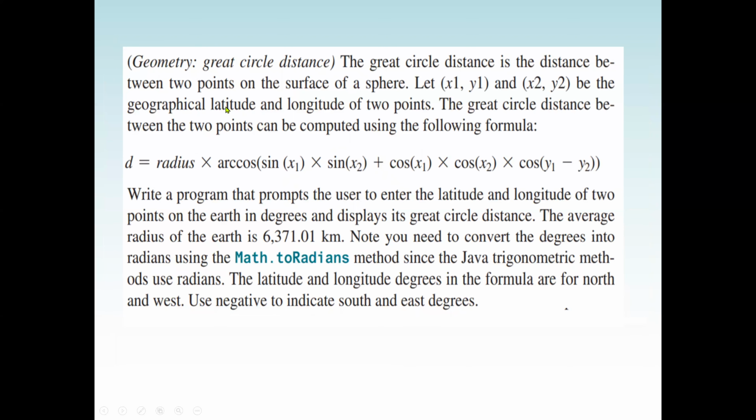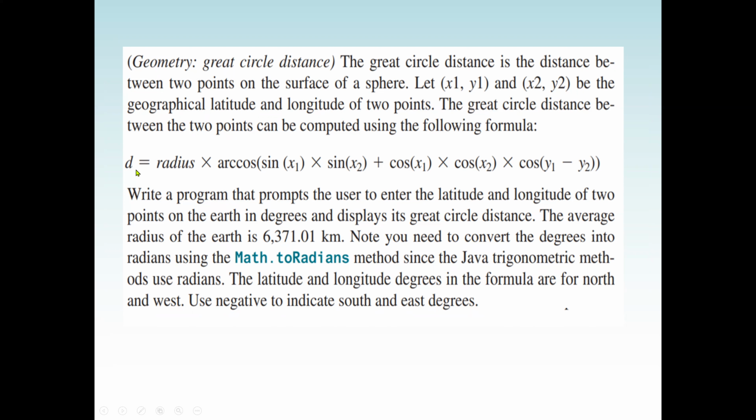So let's try the next example here. Here we have a question about finding the distance of an object. The great circle distance is the distance between 2 points on the surface of a sphere. So let x1, y1 and also x2, y2 be the geographical latitude and longitude of the 2 points. In the question, they gave us the formula to find the great circle distance between the 2 points.